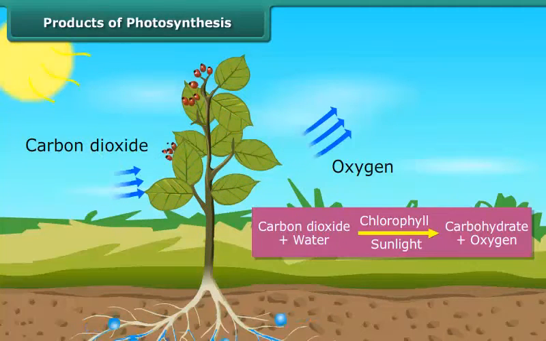In the presence of sunlight, carbon dioxide and water give carbohydrate, and oxygen is released in this process.